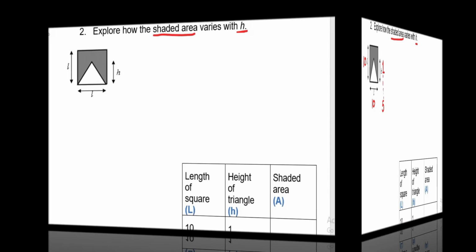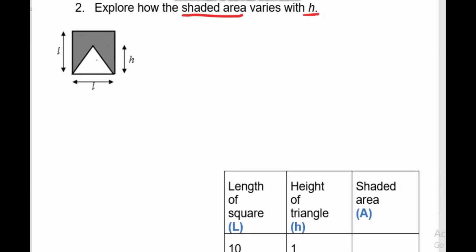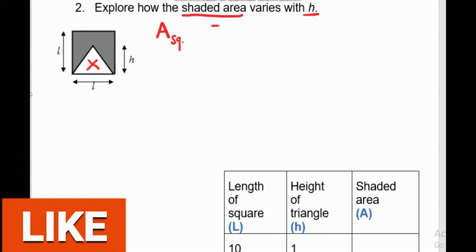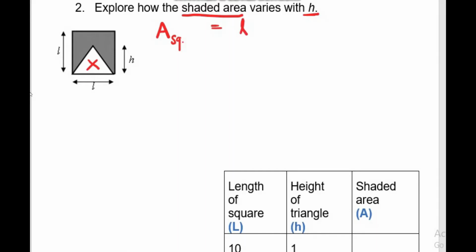To find the shaded area, we can clearly see that this shaded area is all the area of this square except for the area of this triangle. So I'm going to find the area of the square, which, as you know, is length times the length, that is basically length squared.